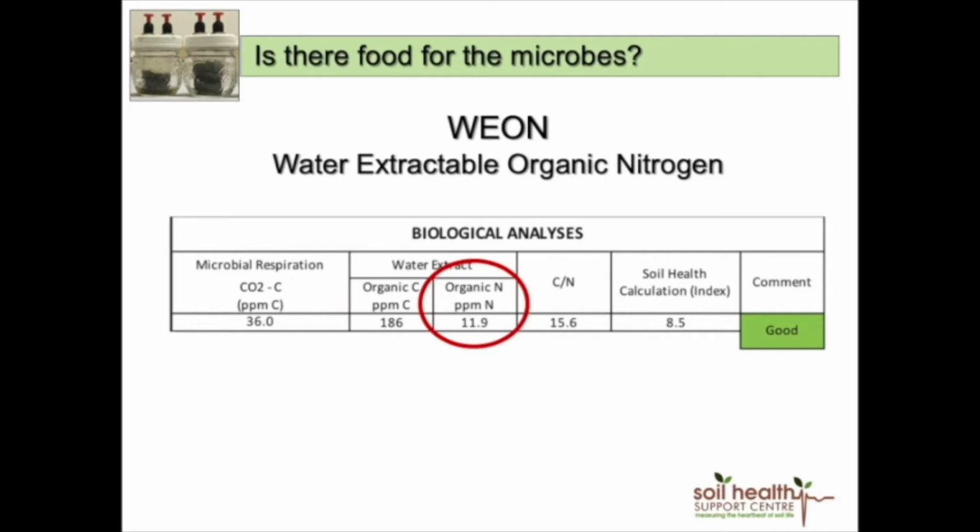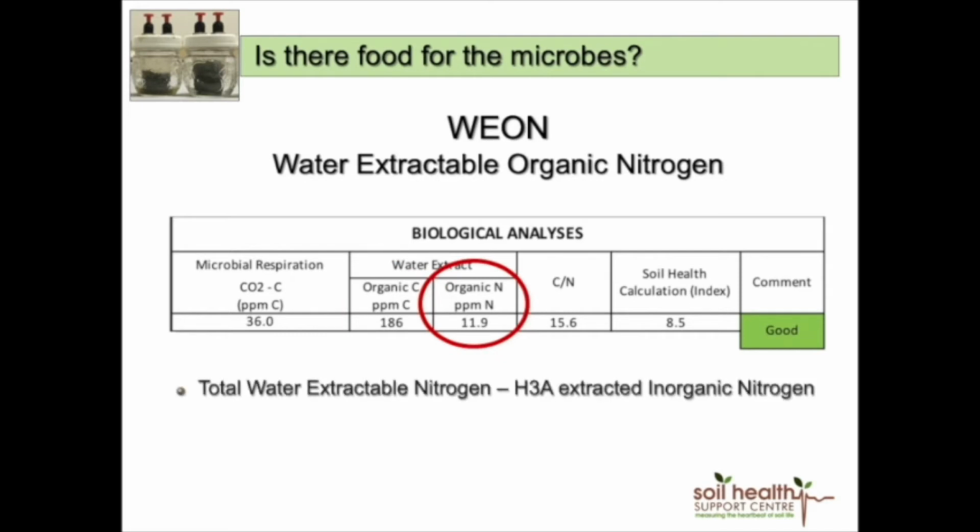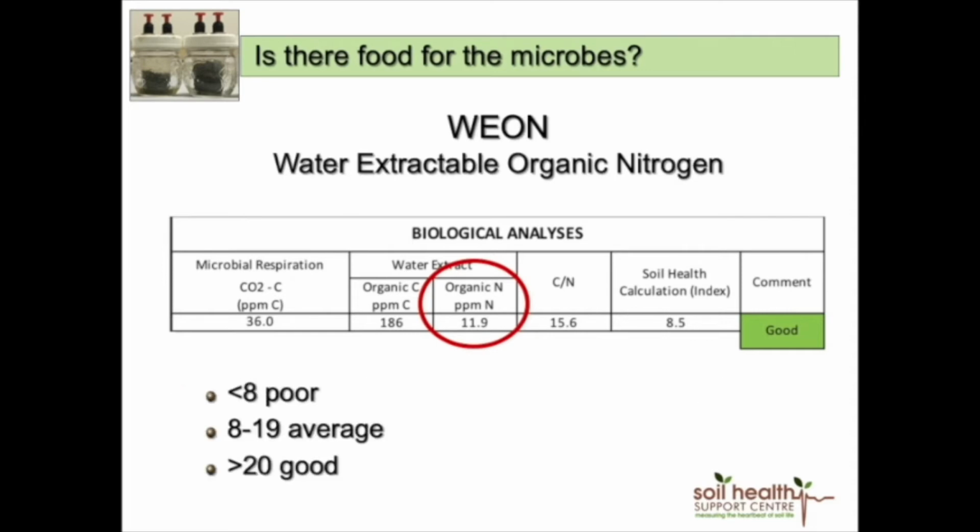The water extractable organic nitrogen is calculated by subtracting the H3A extracted inorganic nitrogen from the total water extractable nitrogen. If your soil food web is functioning well, this nitrogen pool can be replenished by adding legumes to the system. Again, it's more important that your C to N ratio is correct, but you are aiming to get water extractable organic nitrogen numbers above 10, and above 20 is very good.